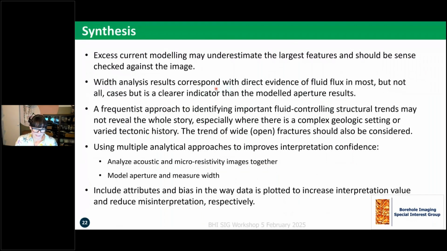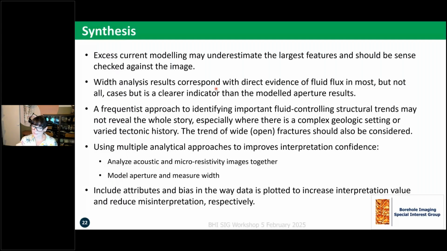So what do we see in these case studies? Essentially, the excess current model may underestimate the largest features, and we should sense check that against the image. The original work validated it up to some very low apertures, I think. I'm trying to remember, it's 0.4 or 4 millimeters, but it's very small. Width analysis results correspond to evidence of fluid flux in some, but not all cases. And we've always got to think of reservoir connectivity. And just looking at fracture frequency may not tell us the whole story. We need to step back and think about what are the largest features, what are the most likely open features.